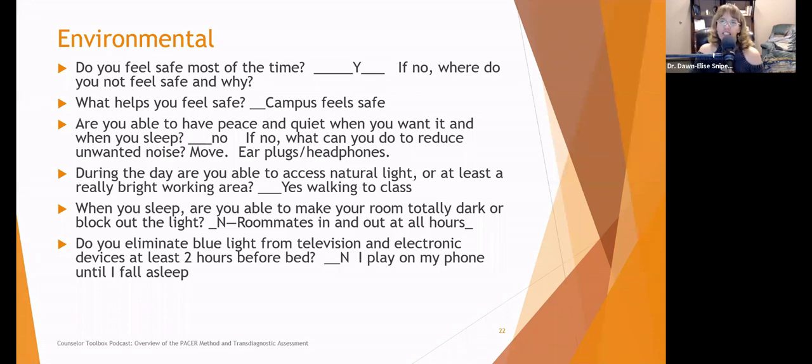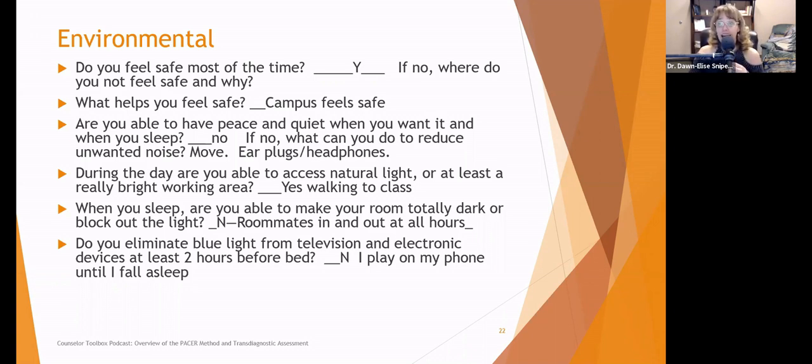Again, she's considering earplugs or noise-canceling headphones to make it so she can sleep better. Her first response was, what can you do to help you sleep better? Her first response was, move. So we know where her head is and her motivation is there.